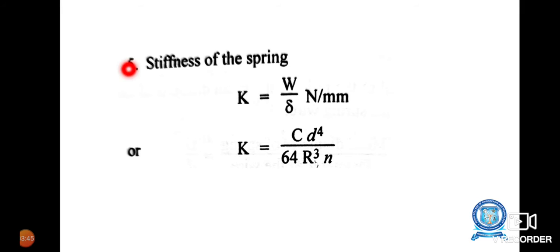So fifth formula, stiffness of the spring. K equals W divided by del, unit is Newton per mm. Another formula for stiffness: K equals C small d raised to 4 divided by 64 R cubed n.